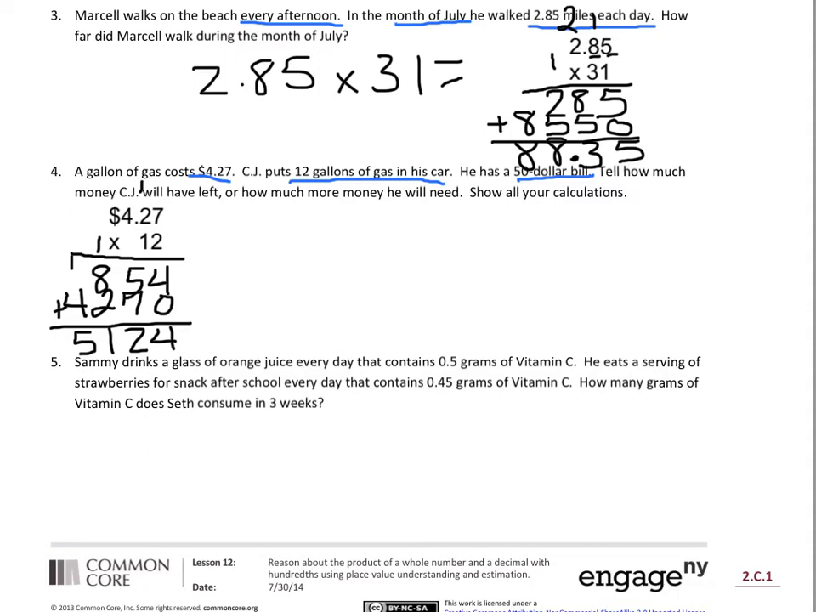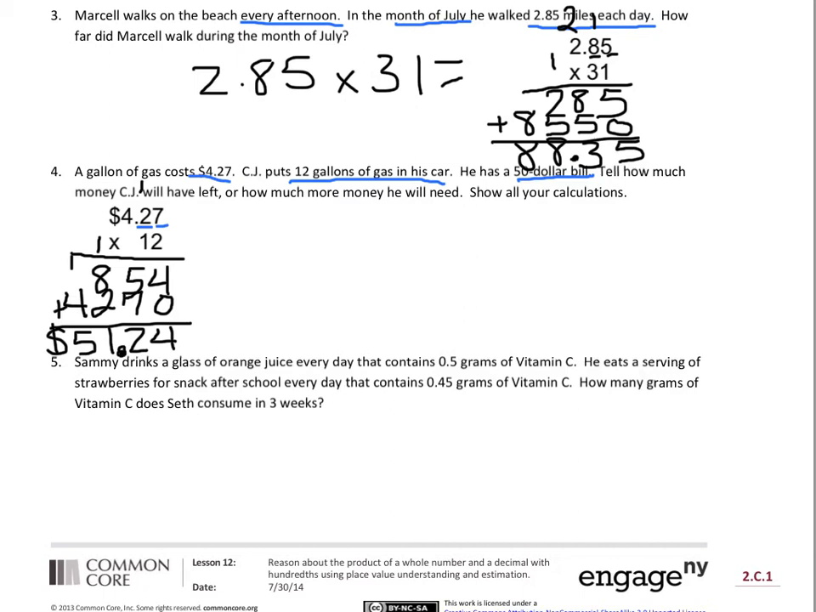Now we have to look again at our original decimal, $4.27. There are 2 numbers behind the decimal, so our answer has to have 2 numbers behind the decimal. So when I insert it, I get $51.24. We're halfway done with this problem. CJ only has a $50 bill, so he doesn't have any money left. In fact, he went over how much money he had. What we need to figure out is how much more money he will need.